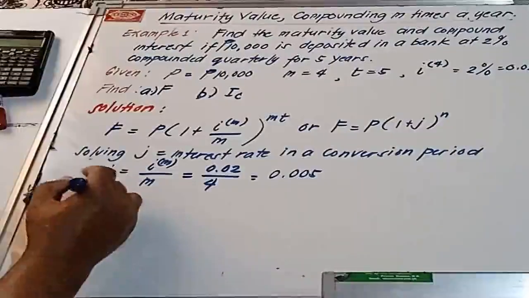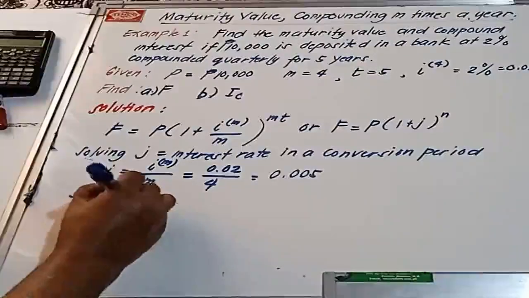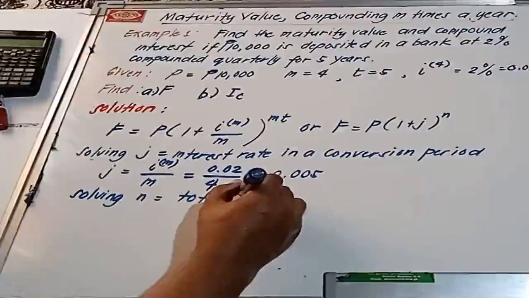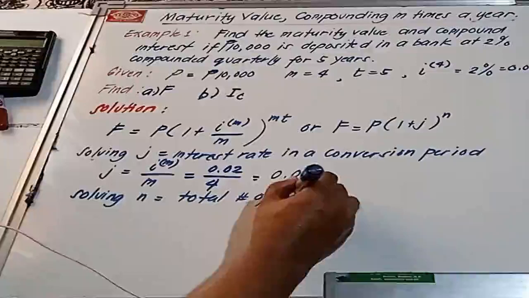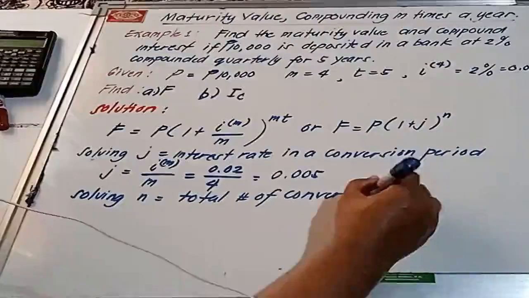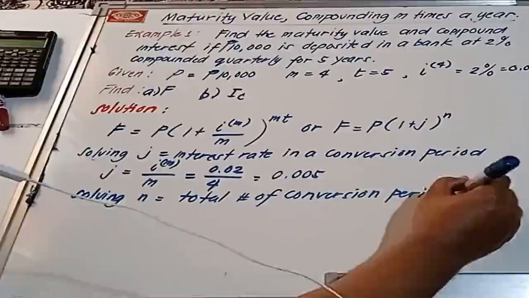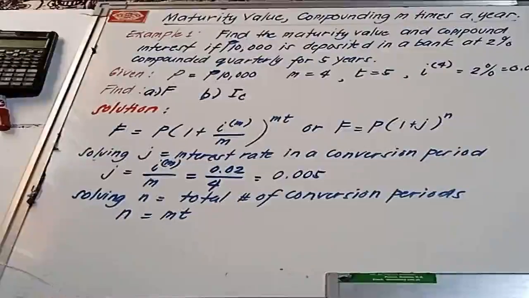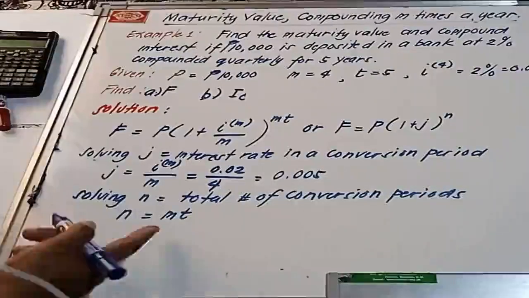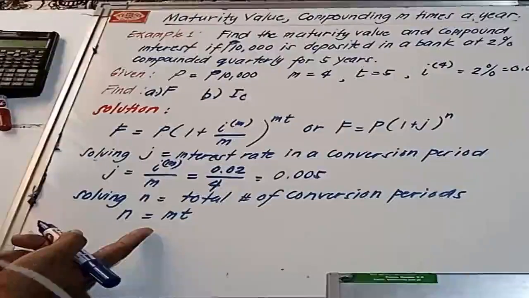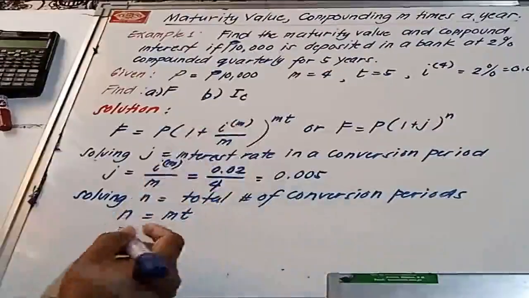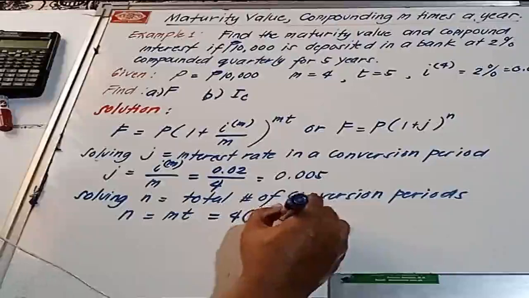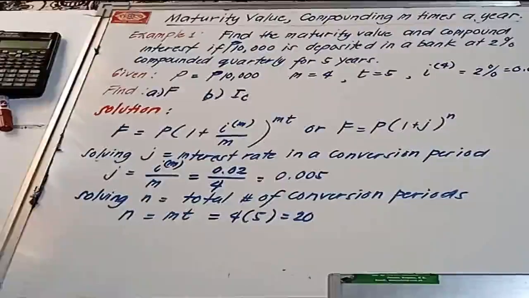Okay. Sino yung n na yun? So, yung total number of conversion periods. So, n can be computed by multiplying m through the term or number of years. We have frequency of conversion is 4 and the term is 5 years. So, therefore, that is just simply 4 times 5 or 20 conversion periods.